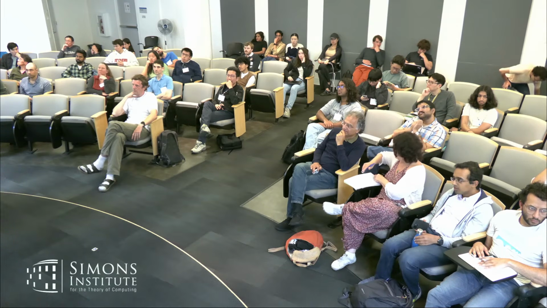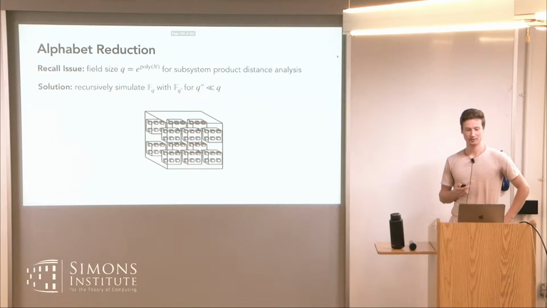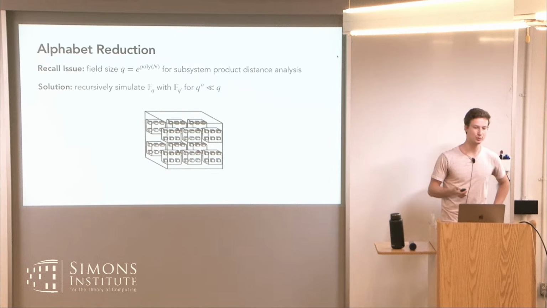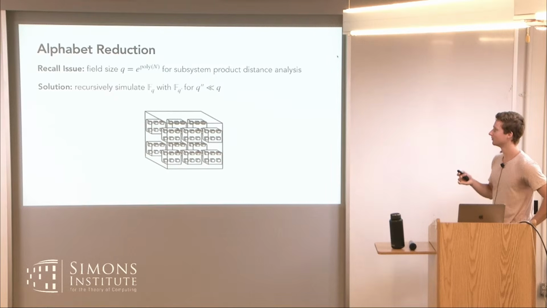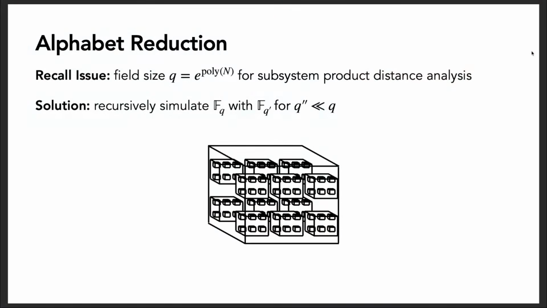And I mentioned we need to do this over huge alphabets for the distance analysis. We use some recursive simulation to reduce the alphabet size. Intuitively, it's not a problem. This is what's responsible for our n to the 5th space overhead.